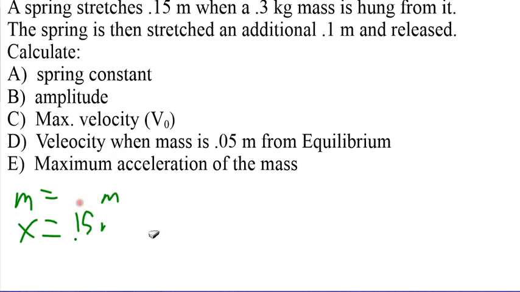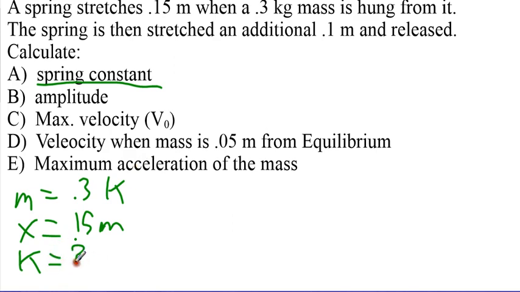I was looking at the wrong number. So this should be 0.3, and that should be in kilograms. Mass is 0.3 kilograms. And then I have 0.15 meters. And here, we're looking for the spring constant. So we're looking for the k.